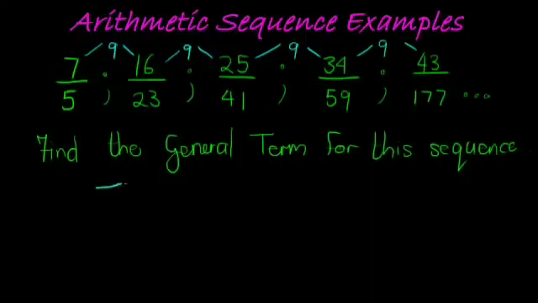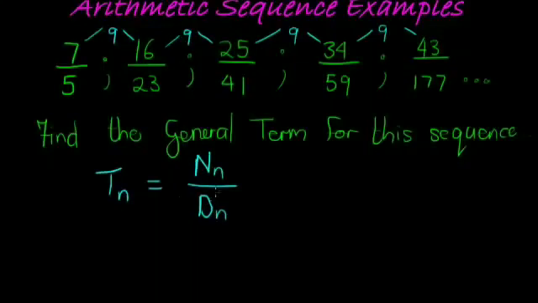So in the end, I'm going to find a general term for my numerator, let's call it little n, divided by a general term for my denominator. So just like that. I hope I'm not confusing you with that, but try to follow me. So what about the denominator? What do we notice there?